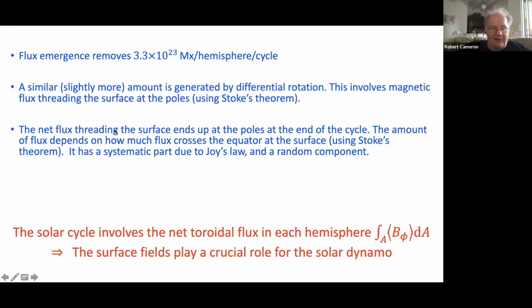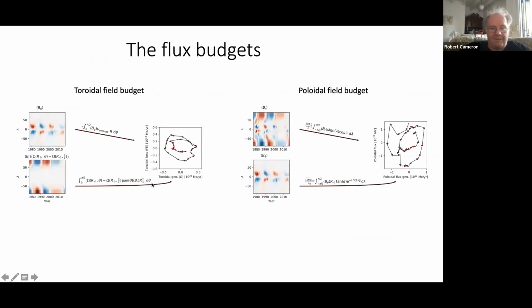The flux threading through the surface ends up at the poles at the end of the cycle, and the amount which ends up there depends upon how much flux it accumulated during the cycle. It has a systematic part due to Joy's law and a random component. So this justifies the conclusion that the surface fields play a crucial role in the solar dynamo, and so does Joy's law. It also allows us to discuss budgets.